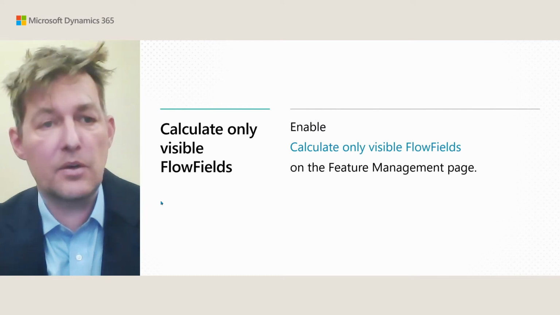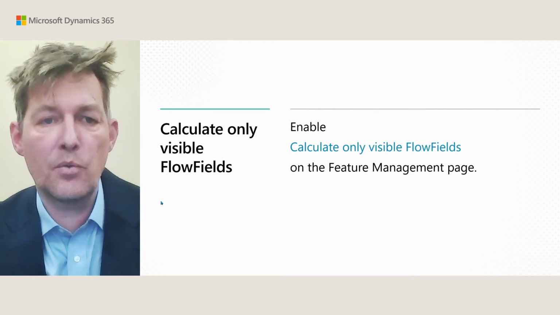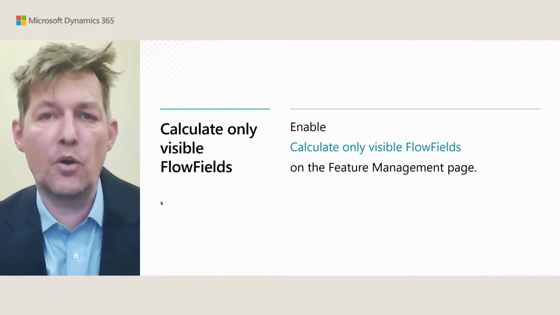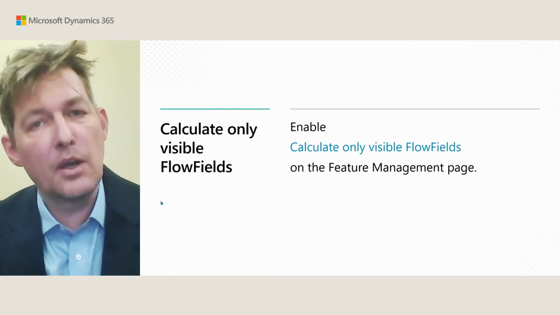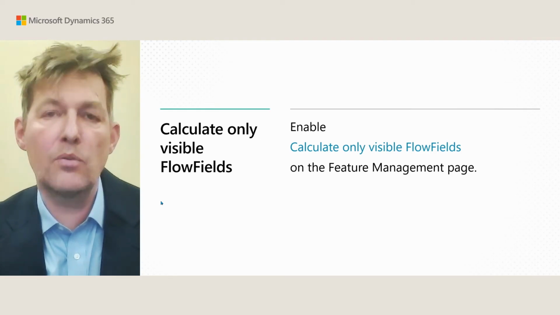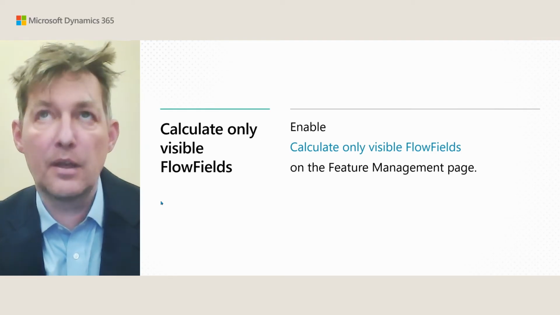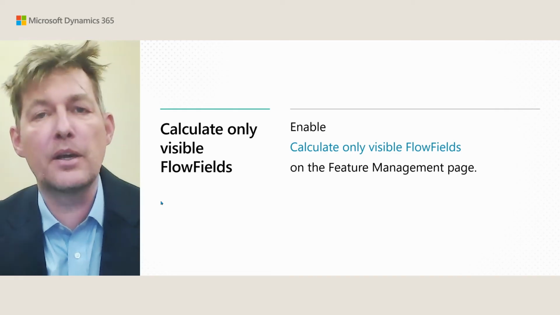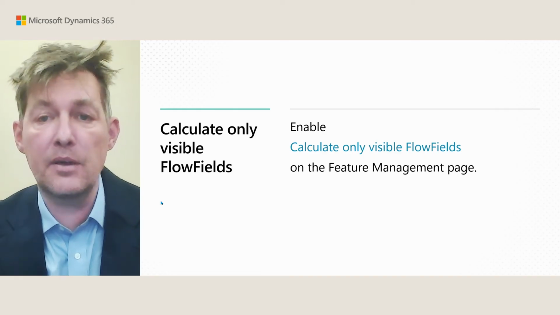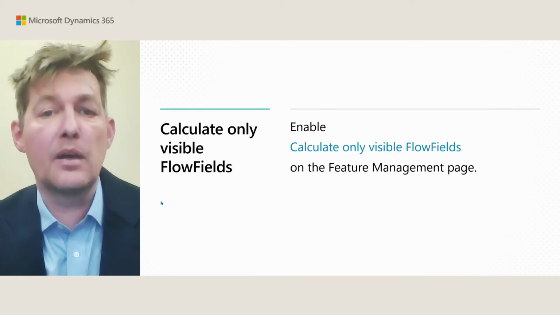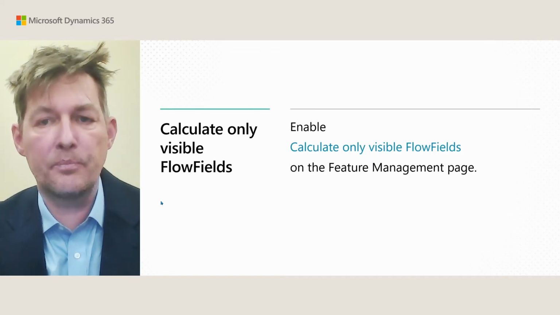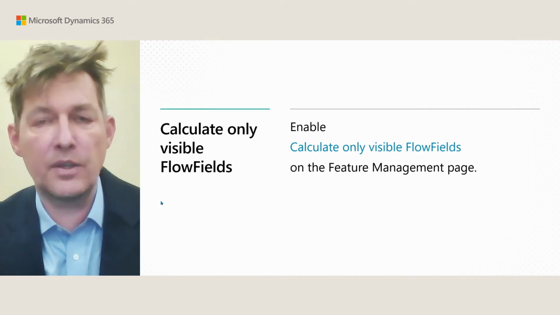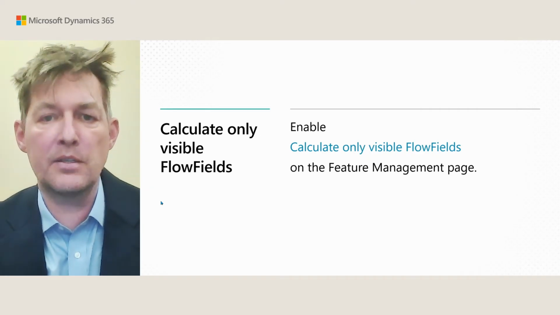For performance, we have a feature where you can specify only to calculate visible flow fields on a page. We are a bit cautious, so we always think about whether this can have an impact. So for now, you need to enable this with a feature management key, calculate only visible flow fields, and then you can get the benefits of this. Then later we will make this the default value.